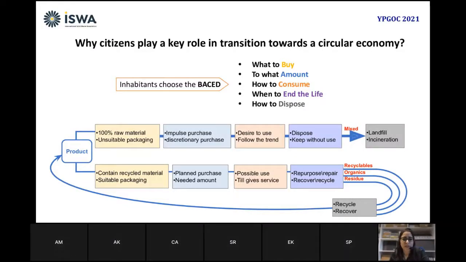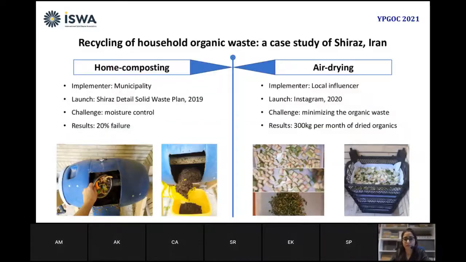I start my presentation with the question: why do citizens play a key role in the transition toward a circular economy? The citizen chooses the base of the waste management value chain: what to buy, to what amount, how to consume, and when and how to dispose of at the end of life. The more effectively the citizen is involved, the longer the life cycle of the product, as well as the higher the possibility of solid waste treatment in an environmentally friendly manner.